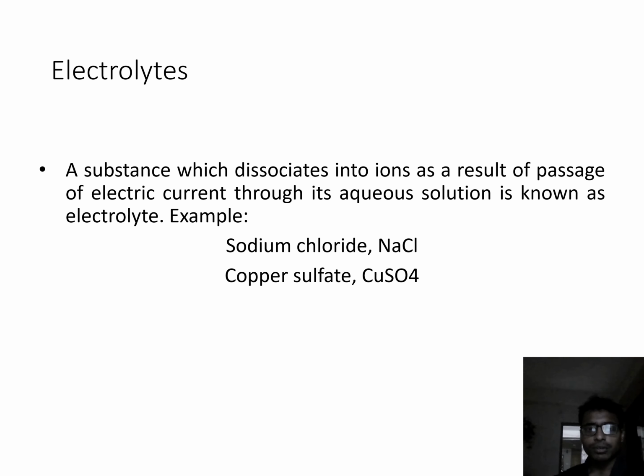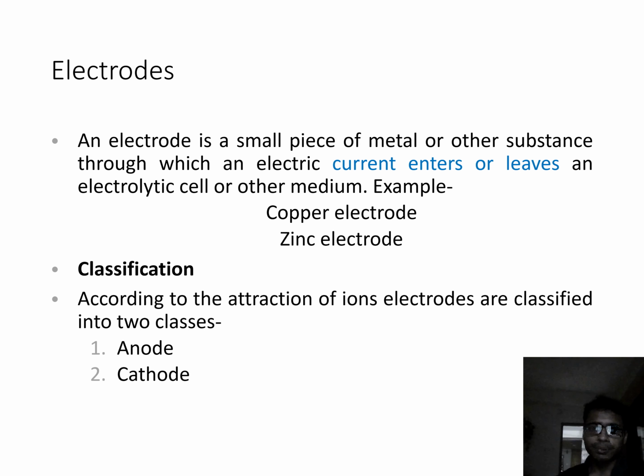So first of all, we need to learn some common terms regarding potentiometry. Electrolyte: a substance which dissociates into ions as a result of passage of electric current through its aqueous solution is known as an electrolyte. Then electrodes. An electrode is a small piece of metal or other substance through which an electrical current enters or leaves an electrolytic cell or other medium. For example, copper electrode, zinc electrode.